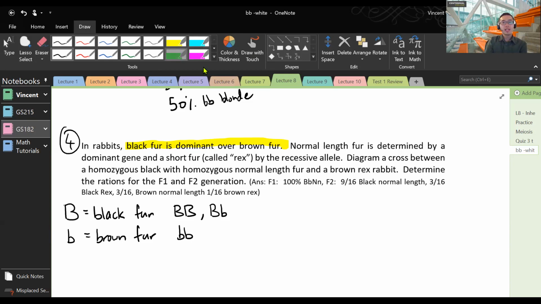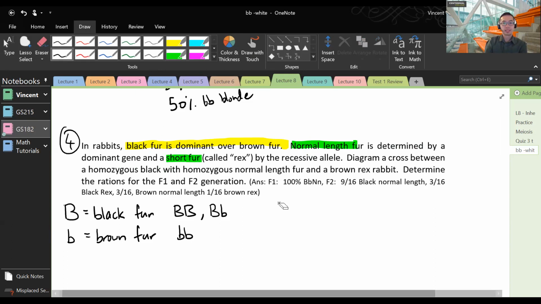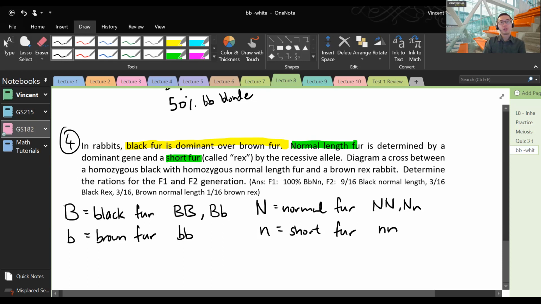Then we have a second trait. Normal length fur is determined by a dominant gene. So normal length is going to be dominant over short fur. Okay, so we will say big N for normal fur, and then small n for short fur. So if the rabbit is big N, or big N, small n, then it's going to have normal fur. If it's small n, it's going to have short fur.